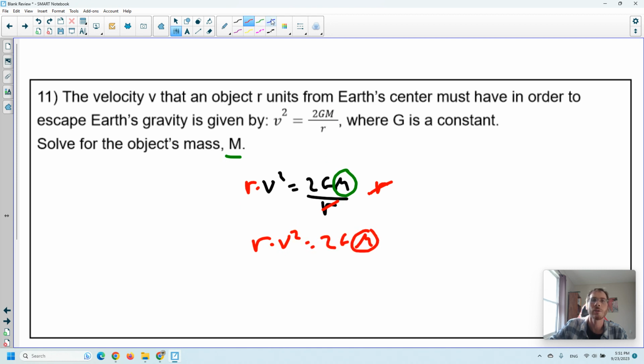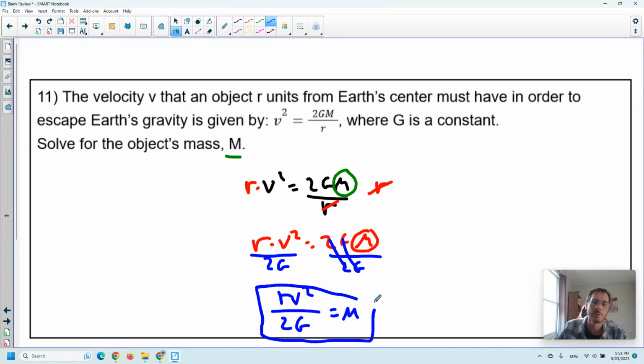M is not by itself, so I can see I'm going to need to divide. And the things that are with the m are 2g. So I'm going to divide both sides by 2g. rv squared over 2g equals m. M is now by itself. Since the m is by itself, I know the question is done. So there we go. Nice little easy one where we're just undoing our operations.